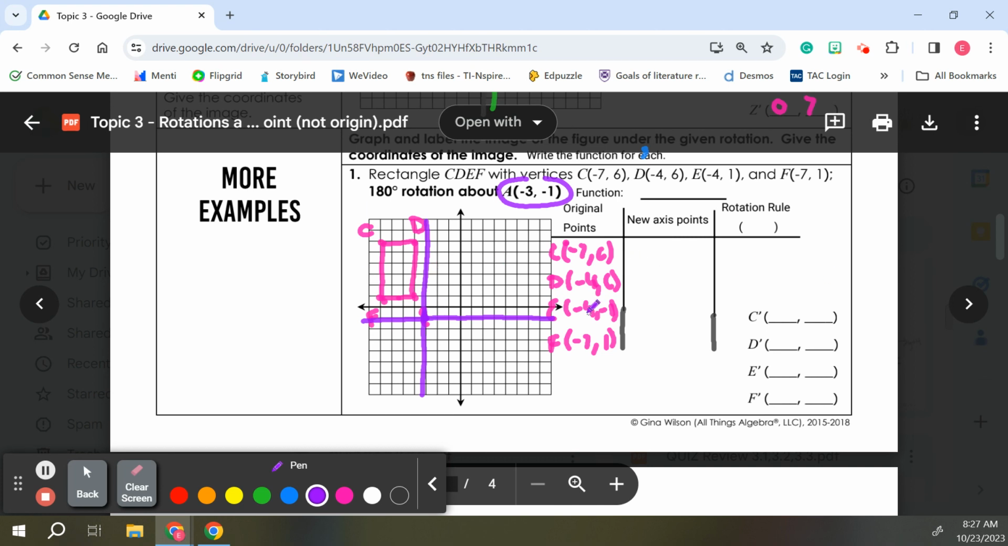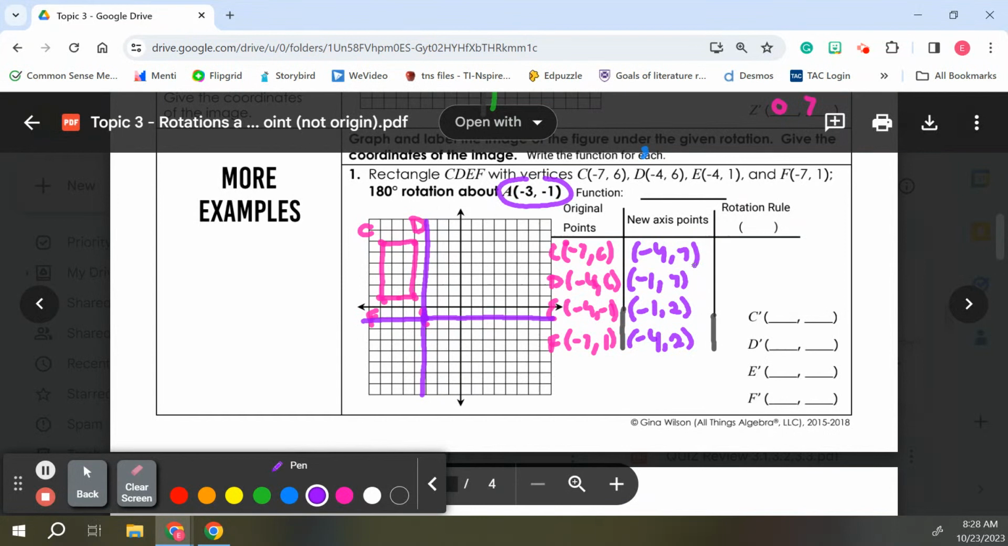So let's see. For E, it looks like we've got -1, 2. F should be -4, 2. D, -1, 7, and C, -4, 7.